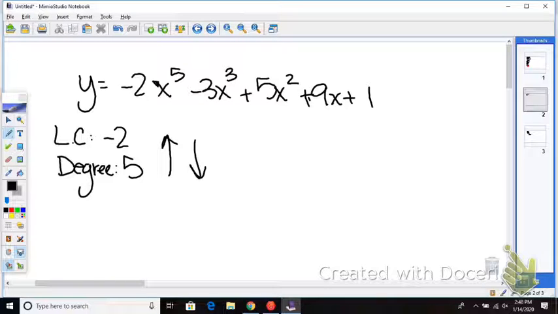Okay, so what'd you guys do on 8 through whatever? Did you just write in standard form and degree and leading coefficient? Yeah. Okay, number 8, 10x plus 5. The degree is 1, leading coefficient is 10. Number 9, -3x plus 5.